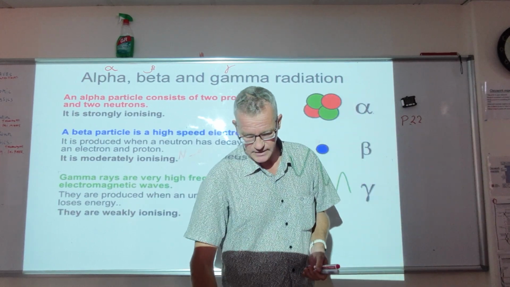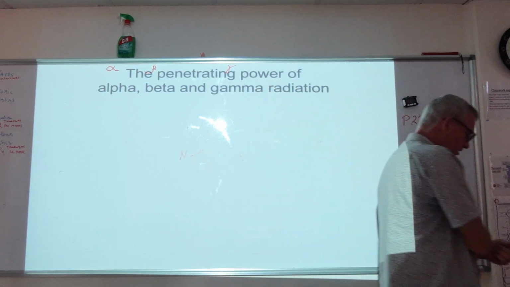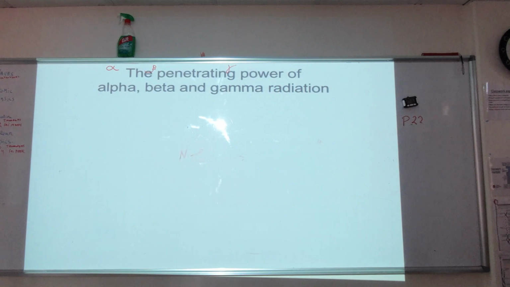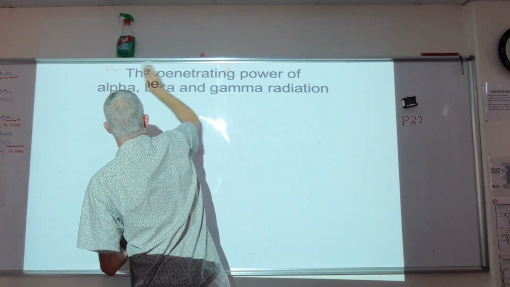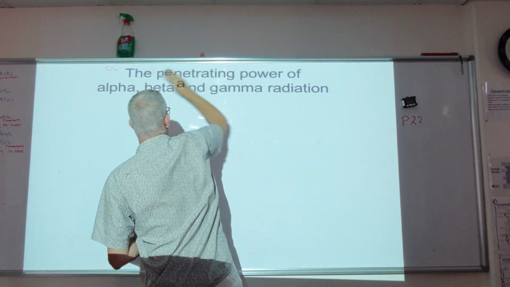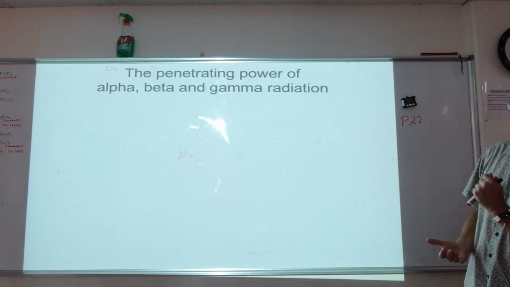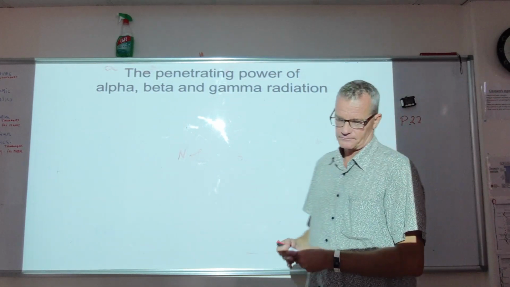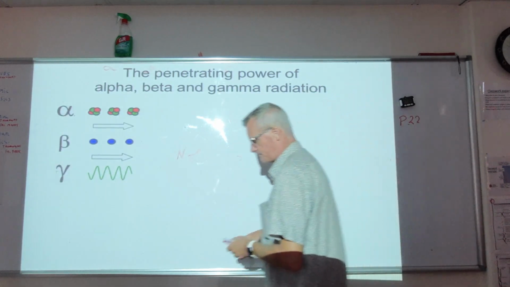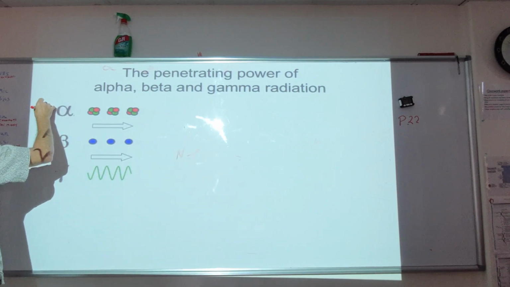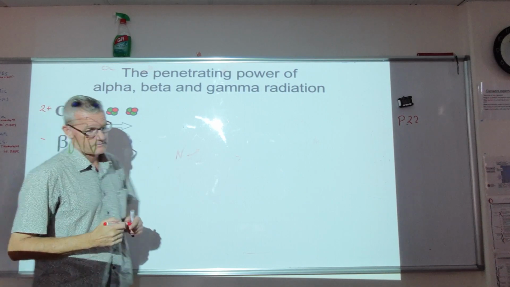Now you will understand why gamma radiation is so dangerous. We're going to look at the penetrating power of alpha, beta, and gamma. Just to remind you, alpha has a charge of 2+, beta has a charge of -1.